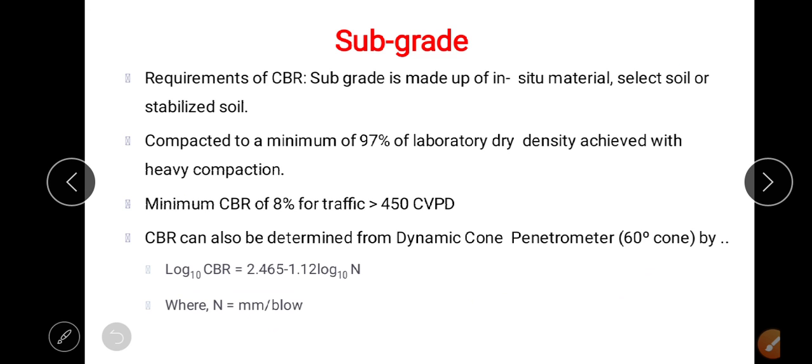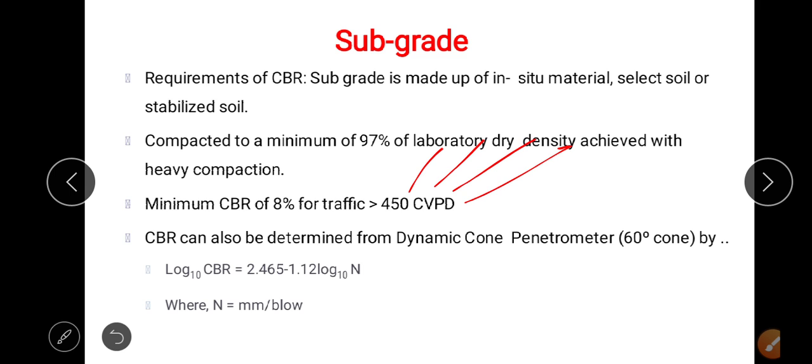What do you mean by CVPD? I have already told many number of times. Commercial vehicles per day.